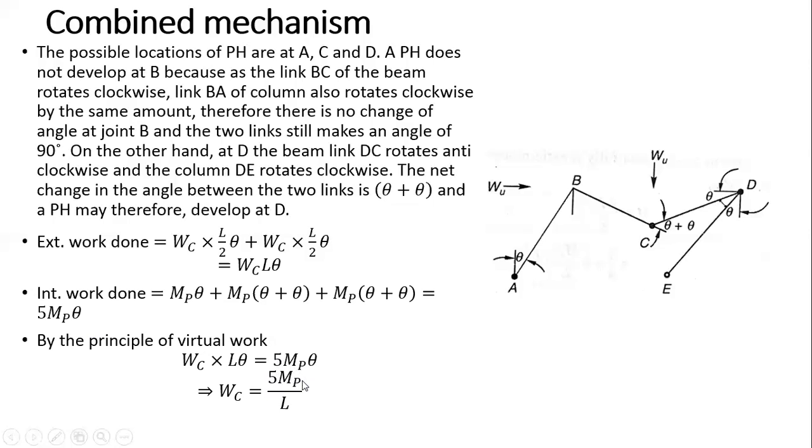So what is the least one? The least one is 5 mp by L. So the collapse load is that load which is the least one. So the collapse load will be equal to 5 mp by L. So this frame will fail in the combined mechanism because the collapse load comes out to be minimum in the case of combined. So this is your first problem.